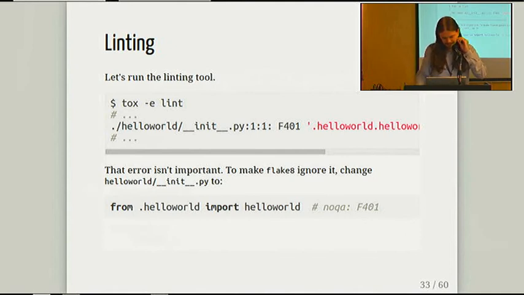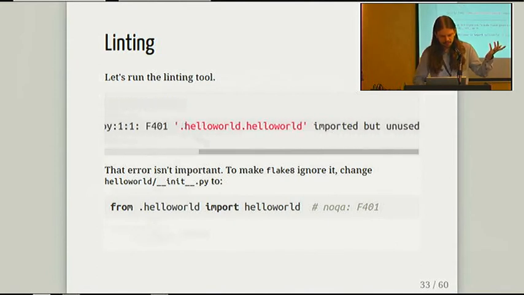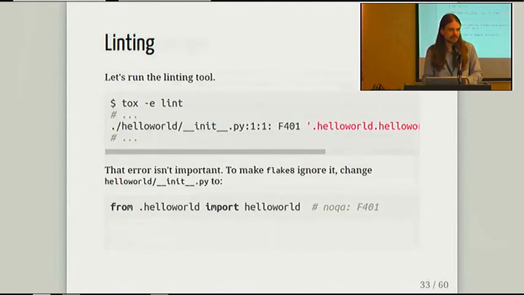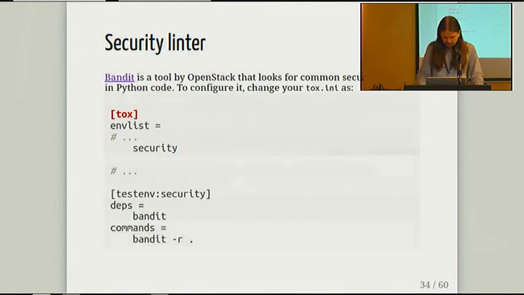So we have the first failure. If you run tox -e lint, it's going to complain that our __init__.py is importing a package that you're not using, which is totally fine in this case because we're not using that in __init__.py anyway. So we can just change the __init__.py with these comments, noqa, and the name of the test that is failing, to ignore it. Cool.